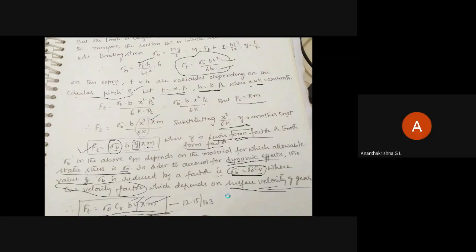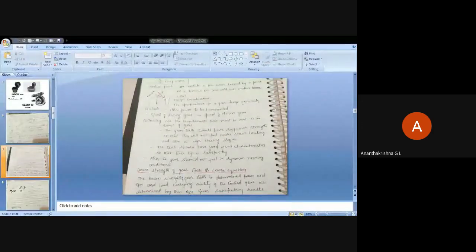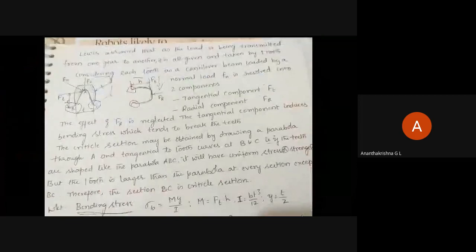Now, what you do is note down this sketch, and then note down this derivation. I'll give you 10 minutes time. Please note down. All of you, please note down.